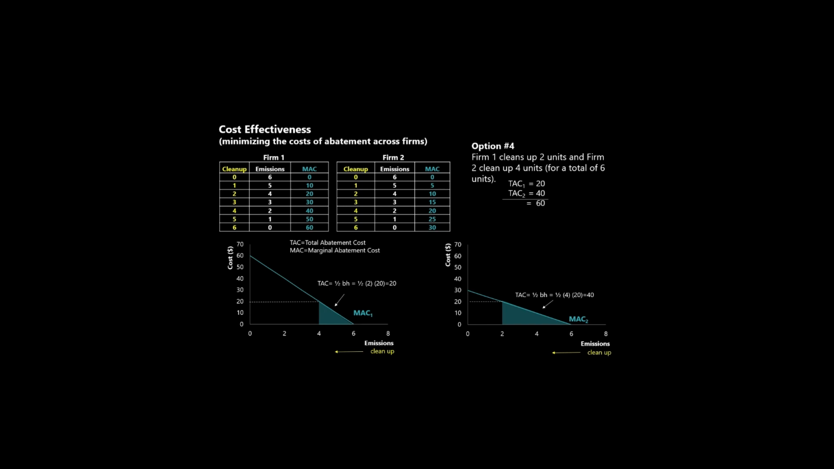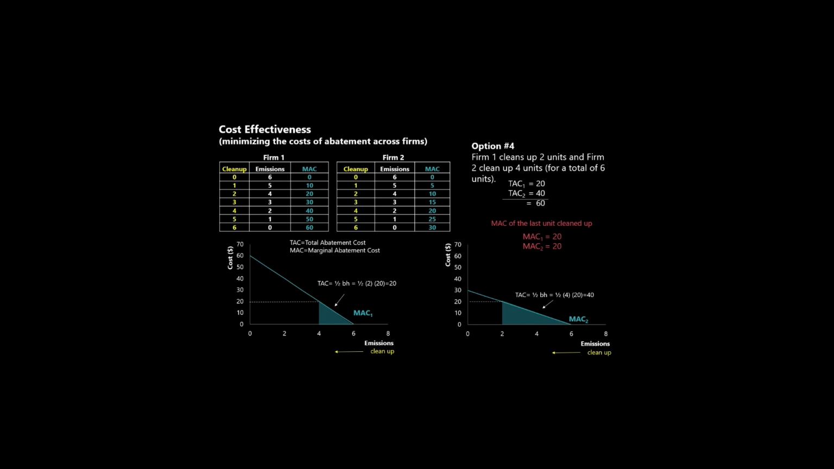Let's take a look at the marginal abatement cost now. The marginal abatement cost of the last unit cleaned up for firm 1 is 20, and for firm 2 is 20. So those marginal abatement costs are equal, which means that this is the lowest cost combination of cleanup for these two firms. So you could go through and look at different combinations.